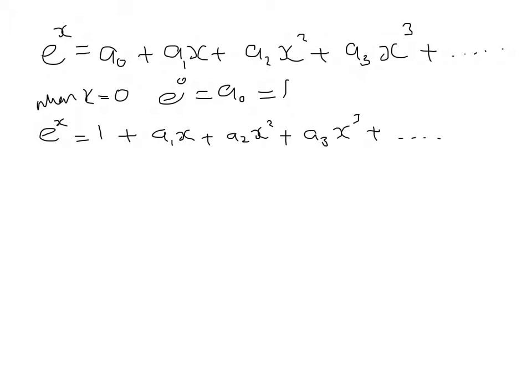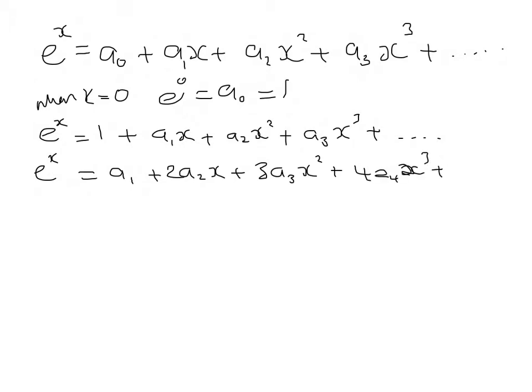Okay, now this is the clever bit. We differentiate both sides. So the derivative of e to the x is e to the x, and on the right hand side we get a1 plus 2a2x plus 3a3x squared plus 4a4x cubed plus and so on. And then we use the same trick. When x is 0, what do we get on each side? Left hand side e to the 0, right hand side a1. a1 is 1. We can keep doing this.